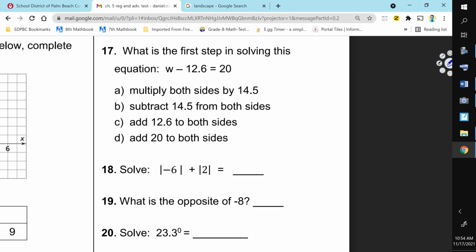Number 17, you got to get rid of this by doing the opposite of what you see to both sides. So what is the opposite of that? It's going to be A, B, C, or D.